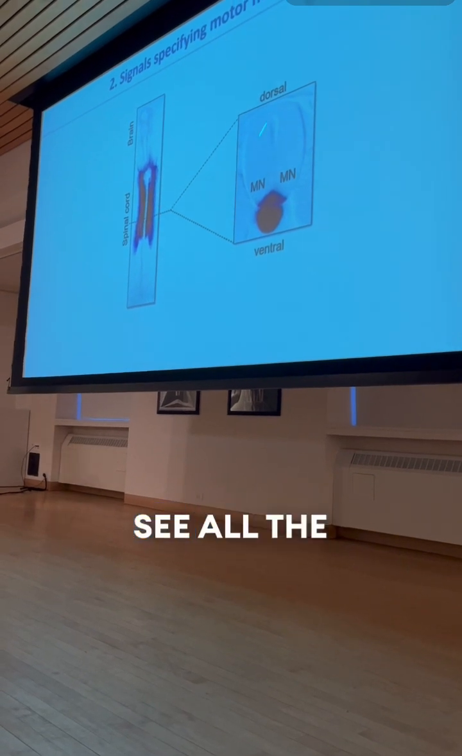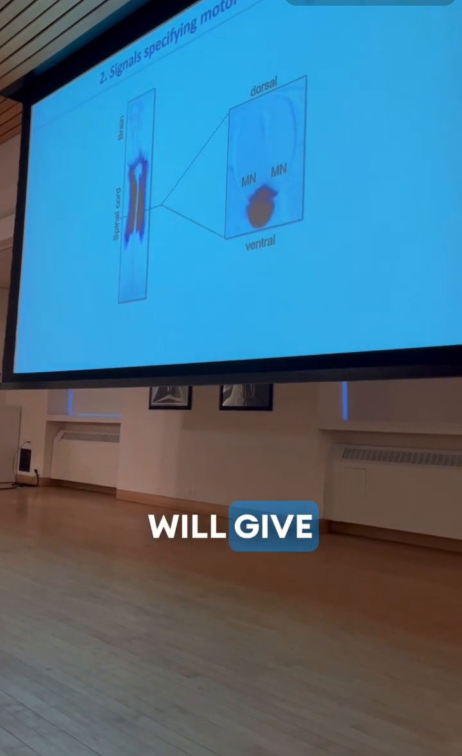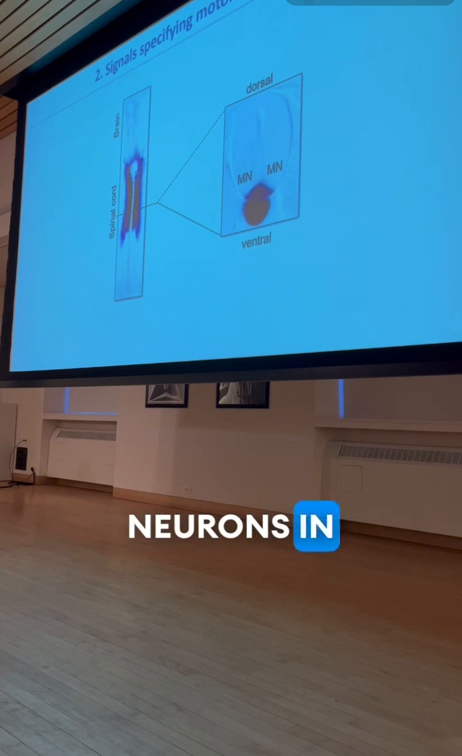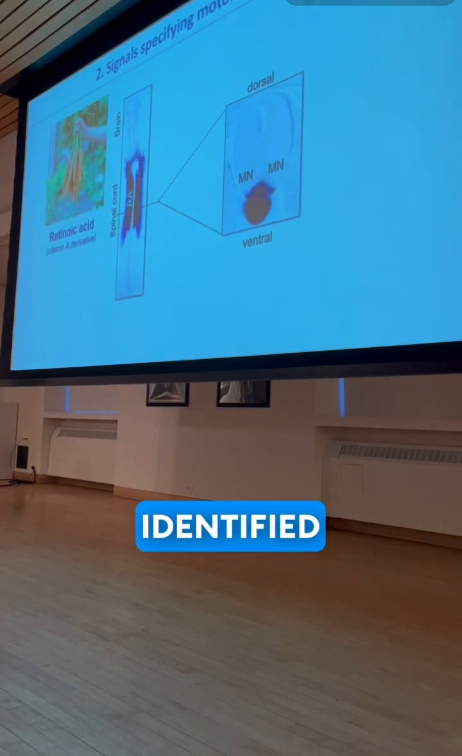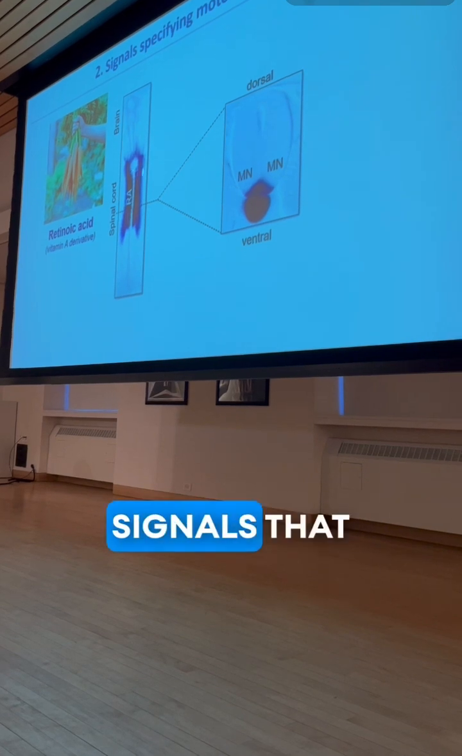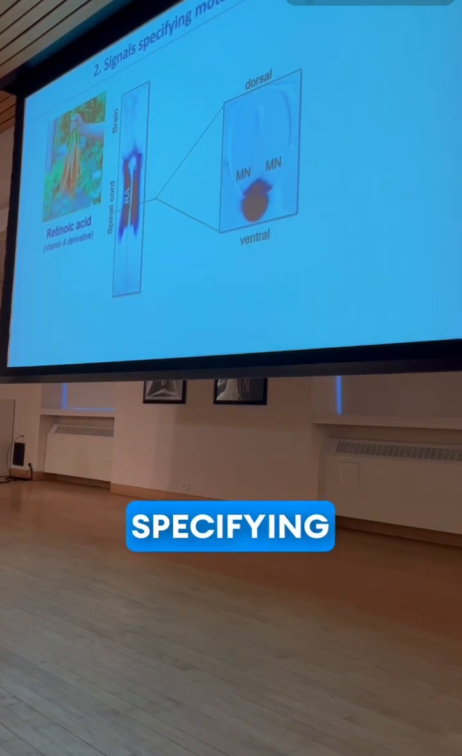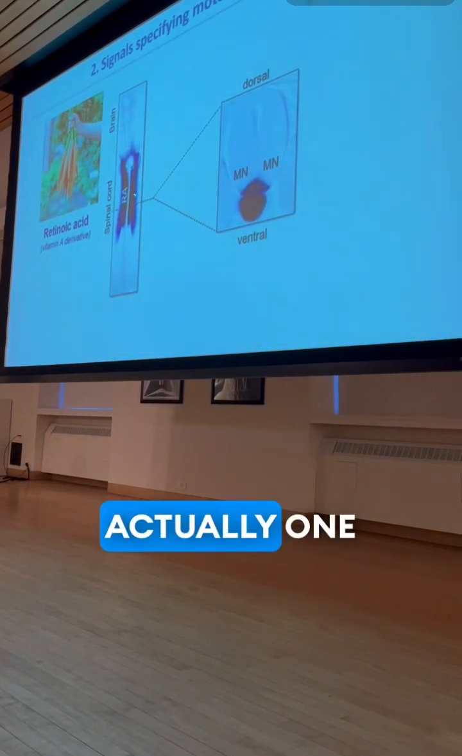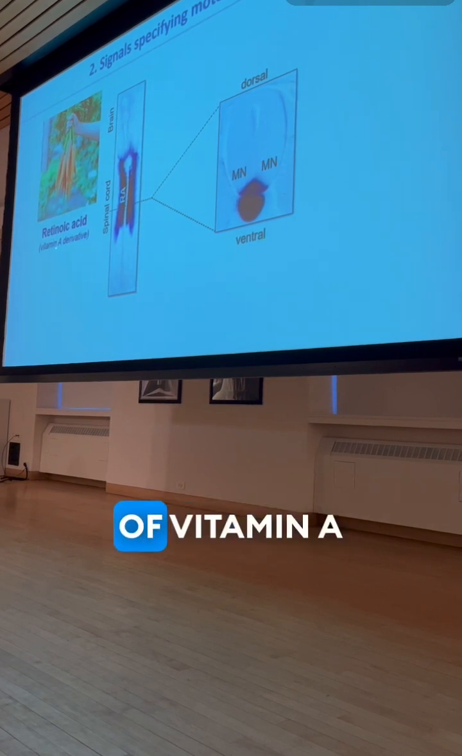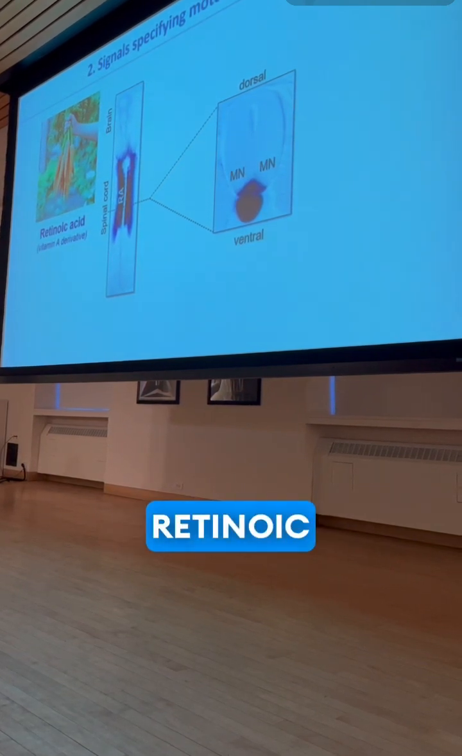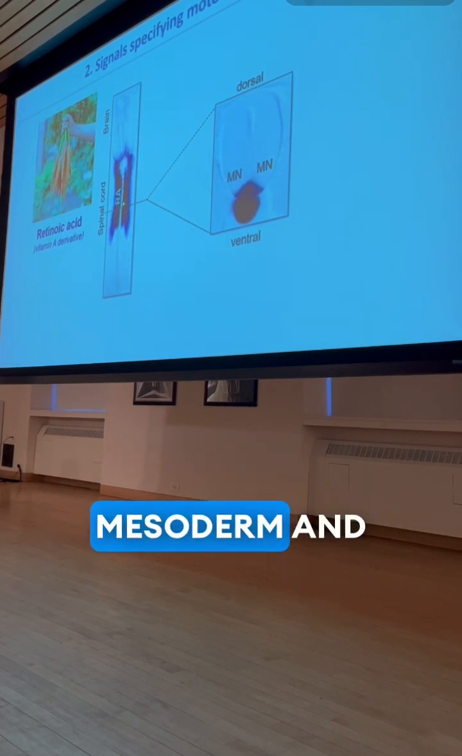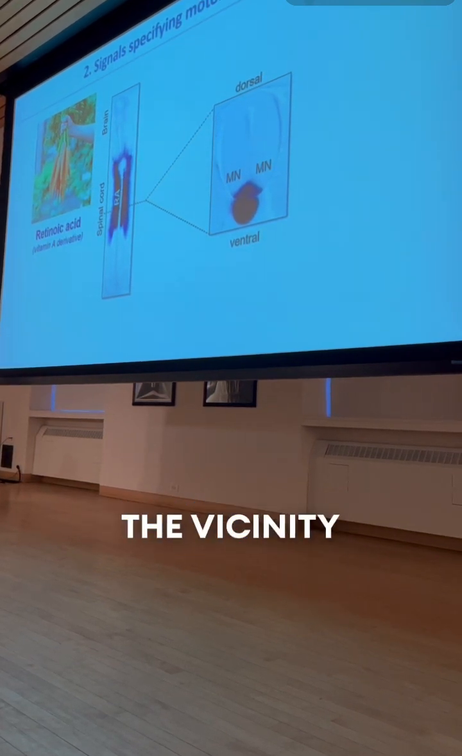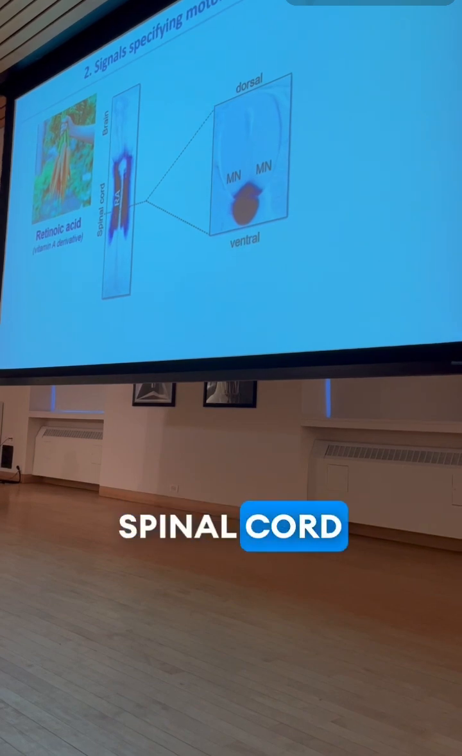You can basically see all the different cells that will give rise to different types of neurons in the spinal cord. And importantly, researchers identified several signals that are important in specifying cells to become spinal cord. Actually, one signal is a derivative of vitamin A called retinoic acid that is secreted from this region called paraxial mesoderm and instructs the cells in the vicinity that they should become spinal cord tissue.